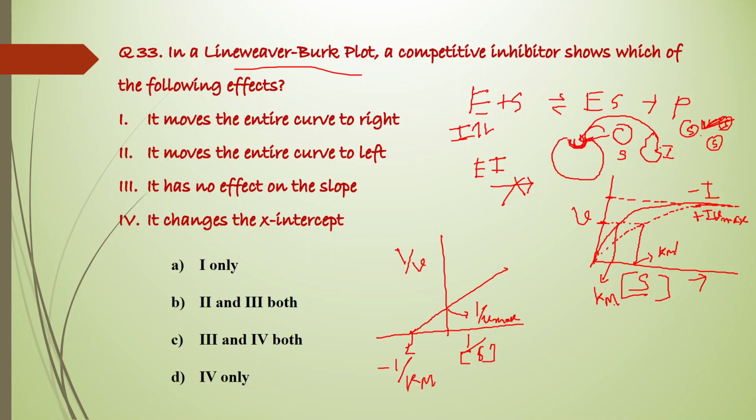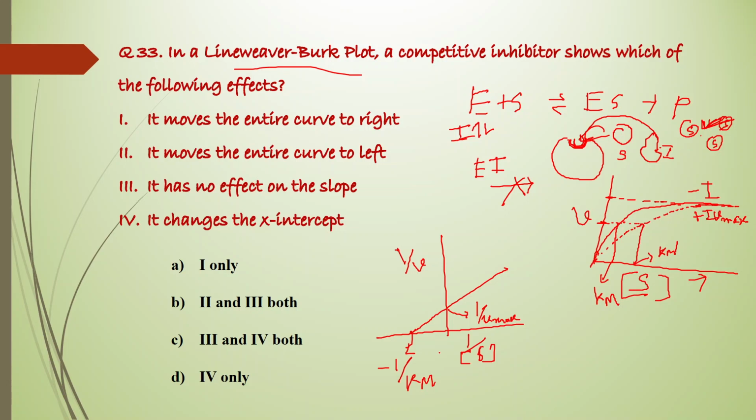Now already we have seen from the Michaelis-Menten curve that the Vmax doesn't change. What is the Vmax here? 1 by Vmax is your intercept, so that does not change. But what does change? The Km value increases.